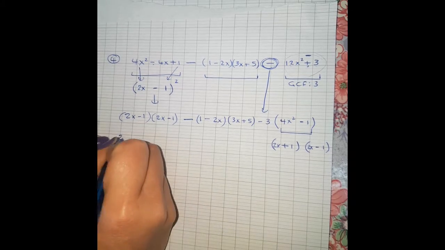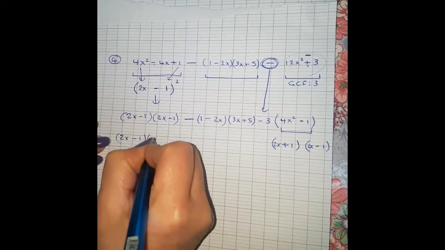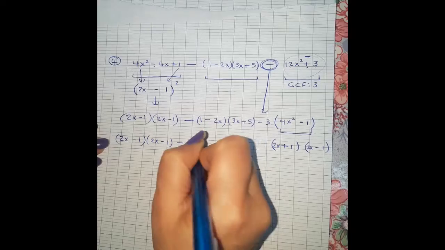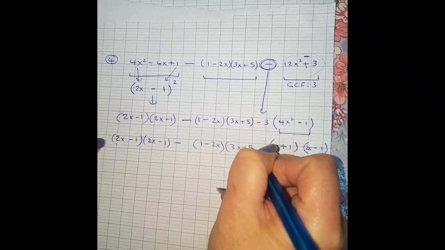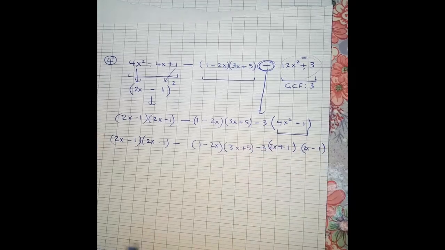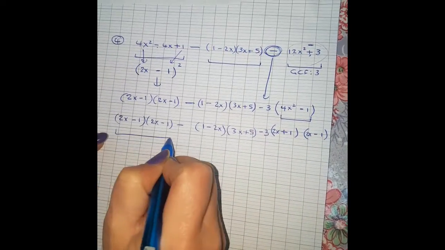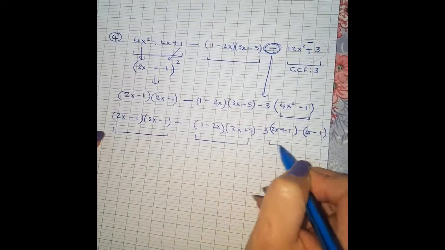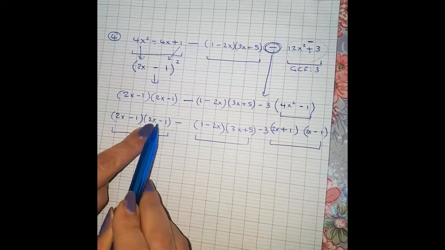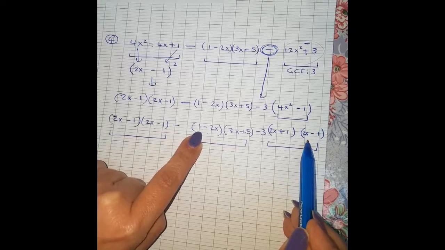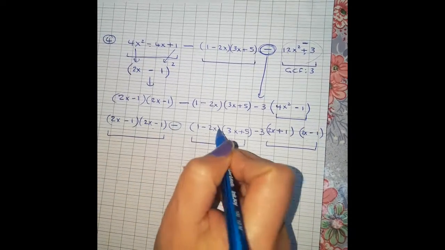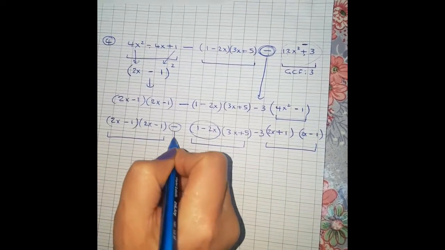I rewrite it all into one step before I move on. Minus 1 minus 2x, 3x plus 5. I don't forget to bring down my negative 3. Now, 3 parts, so I should have 3 common parentheses, 2x minus 1, 1 minus 2x, and a 2x minus 1. What do I do? I have to change signs to be able to change this parenthesis.